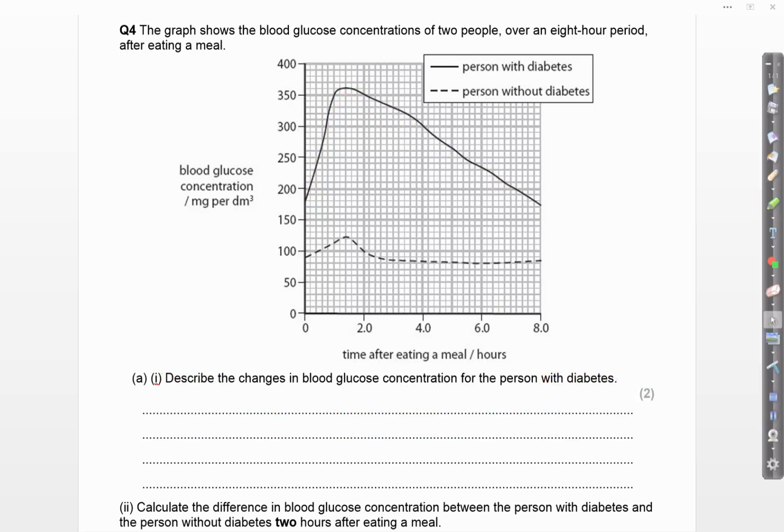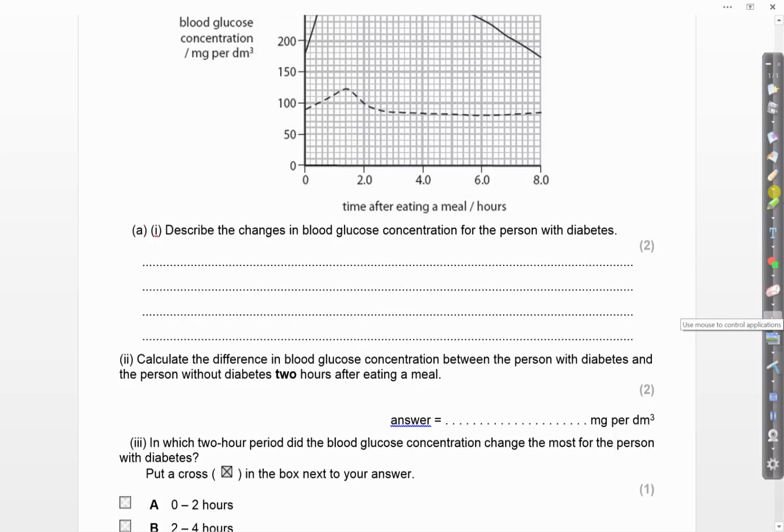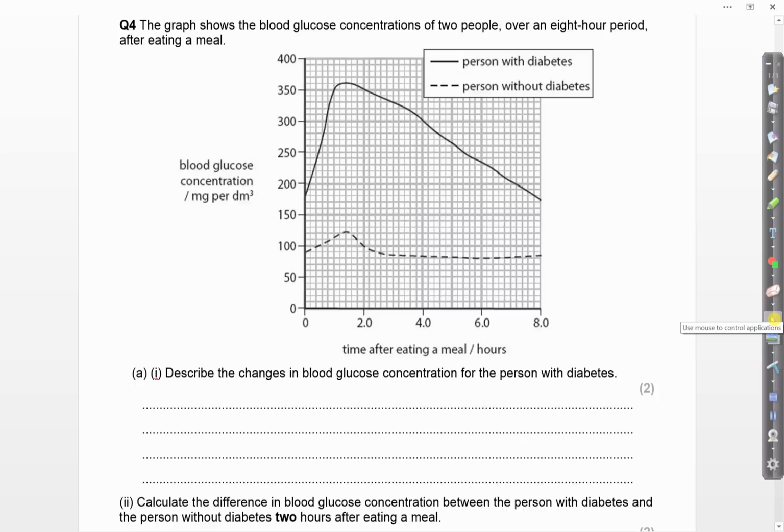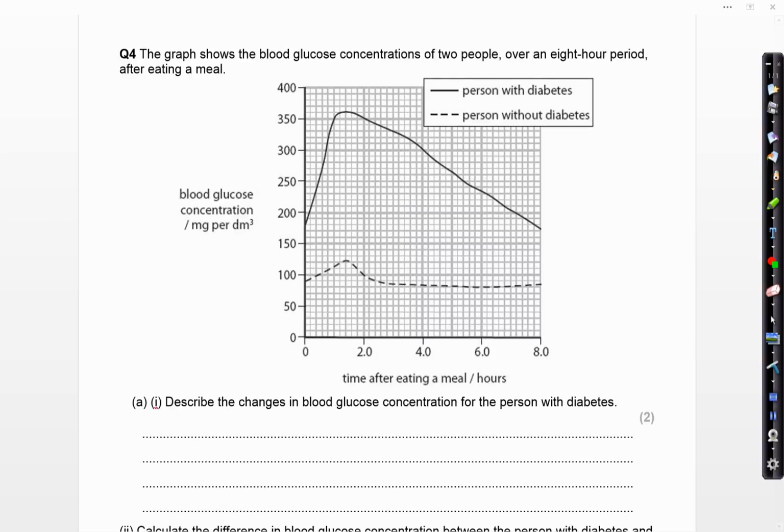So the next question is as follows. It's a calculate, so we're thinking higher order thinking now. Calculate the difference in blood glucose concentration between the person with diabetes and the person without diabetes 2 hours after eating the meal. So let's see if we can work out what's going on there. So we need to look at 2 hours after eating the meal. We've got a point on the graph here and a point on the graph here for those 2 people.